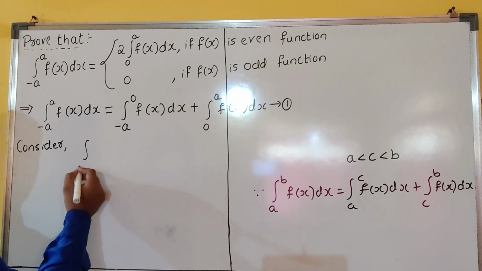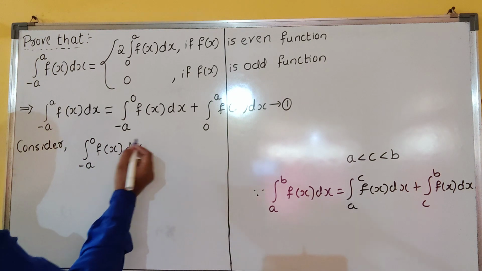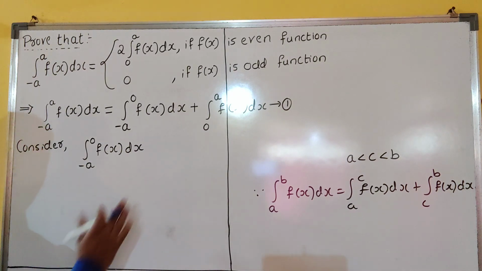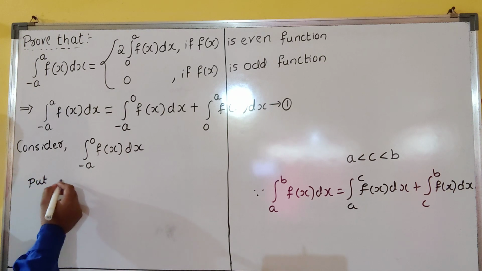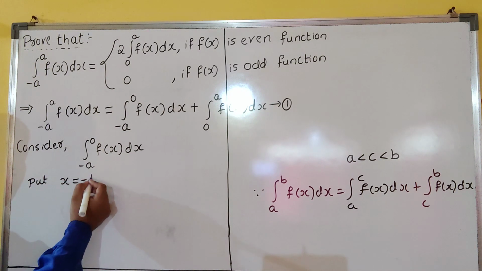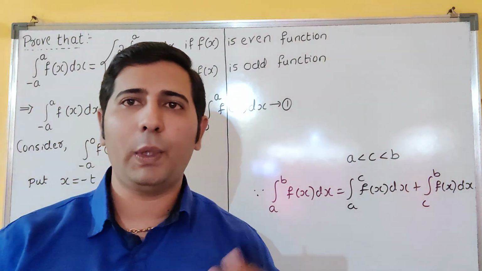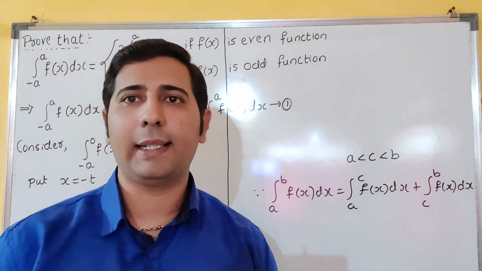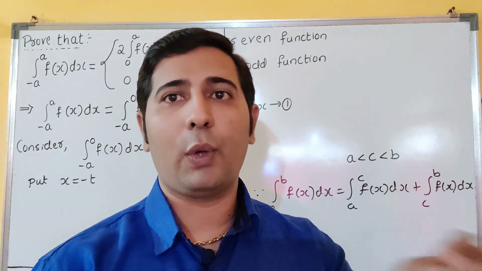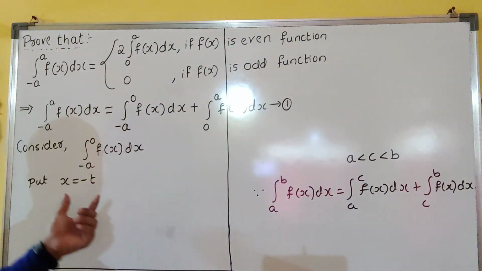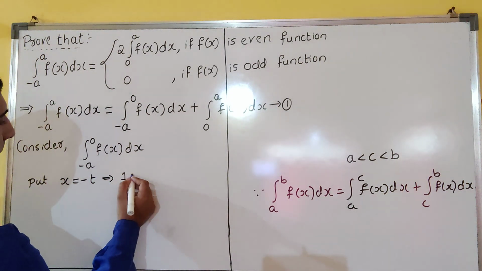Consider minus a to 0 f of x into dx, dear students. Clear? So now how to solve this one? You see, put x is equal to minus t, dear students. Put x is equal to what? Minus t. So in integration, you know what we will do when we put a value: we have to take the derivative. I had already told you, can you remember? If you put t is equal to something, you have to take the derivative of that. So now take the derivative with respect to x.